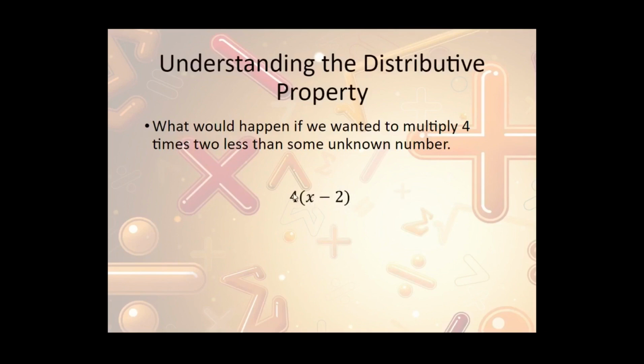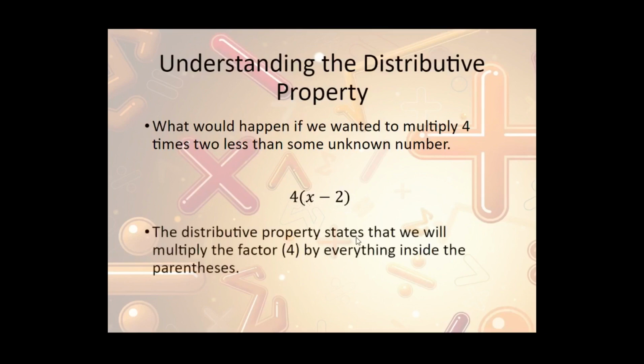So we write it just like this, 4 times x minus 2. The distributive property states that we will multiply 4, so the number outside, by everything that's inside the parentheses. So this becomes 4 times x and 4 times negative 2. And then we can just go ahead and combine whatever terms we can combine at the end. So in this case, we get 4x minus 8. Because 4 times x is 4x, and 4 times negative 2 is negative 8.